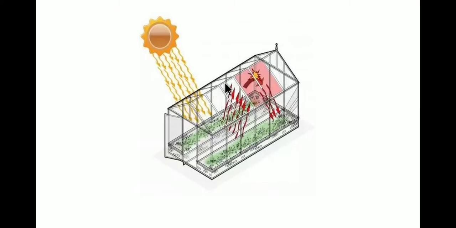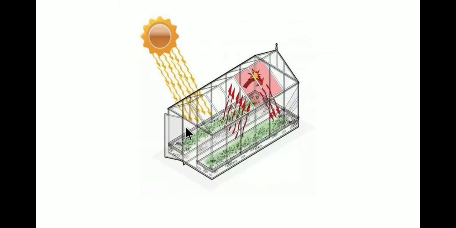So this heat energy which gets trapped inside helps the plants to have a sufficient amount of heat energy, and it maintains the temperature of the glass house so that the plants can grow and get the suitable amount of heat to produce their own food, that is by photosynthesis.